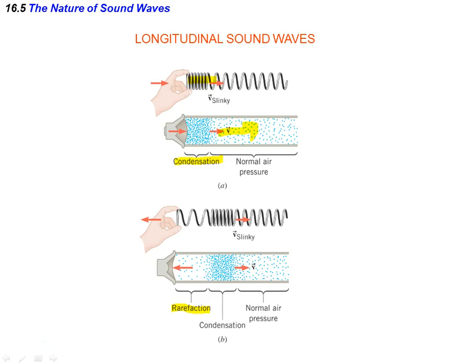So we have this condensation piece that moves to the right through the normal air pressure, and then it leaves a rarefaction behind it. Now, if that's just one pulse, then we only see the one pulse that goes across. However, typically with sound, it's a periodic wave, and so we get more and more pulses that happen every instant, and so those continue to send out these pulses.